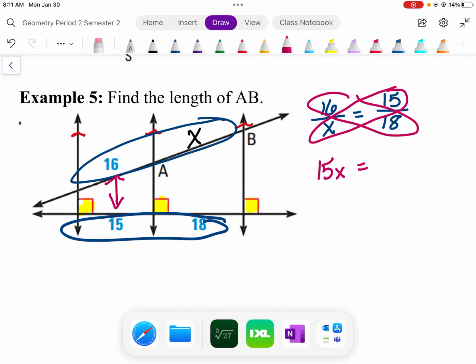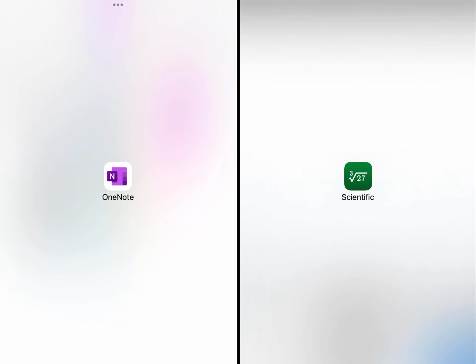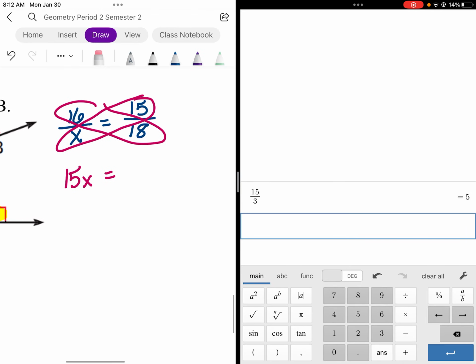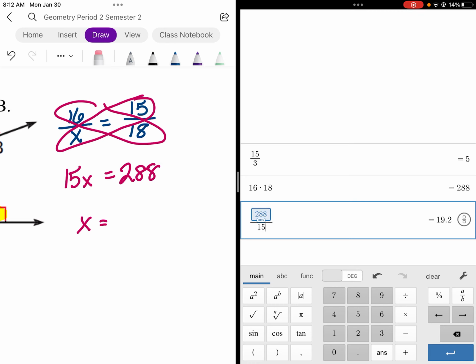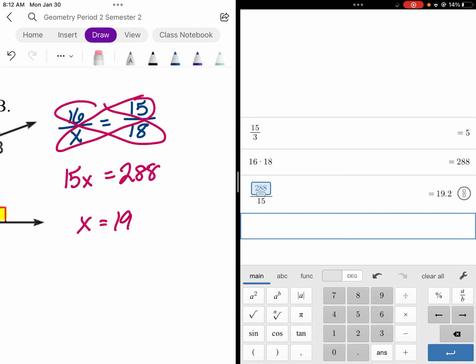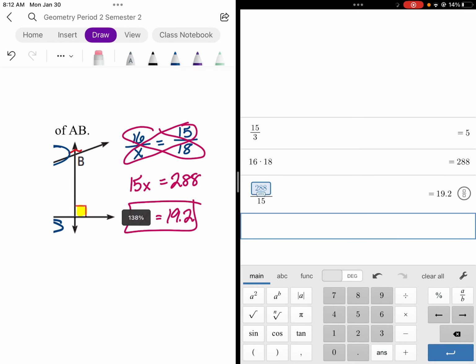And for some of these, you are going to get a decimal answer, and that's okay. So 16 times 18, it's going to give us 288, and then we need to divide that by 15 to get 19.2. And that would be the length of AB.